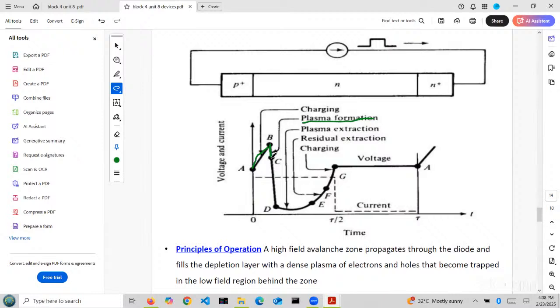C to D is also discharging of the capacitor. Still, plasma formation is continued up to B to D. Overall, I will call B to D what happening? Plasma formation.